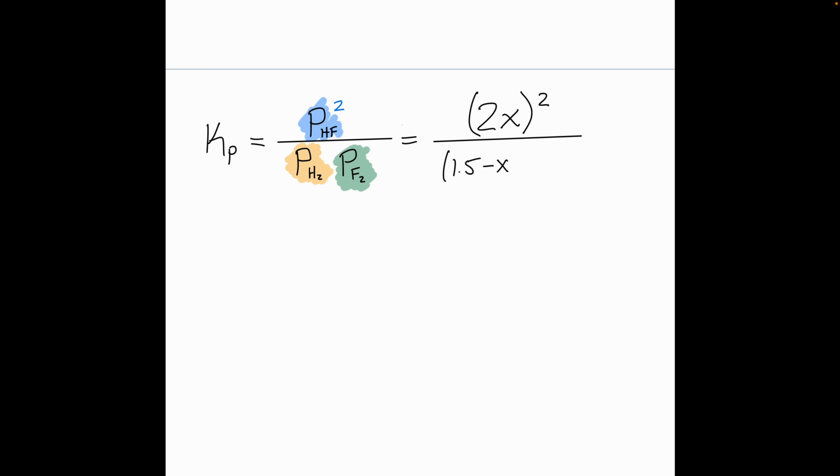1.5 minus x times 1.5 minus x. All right, I'm going to simplify this a little bit by scrunching these together on the bottom, because 1.5 minus x times 1.5 minus x is 1.5 minus x squared. So here we go. We get 2x squared over 1.5 minus x squared.